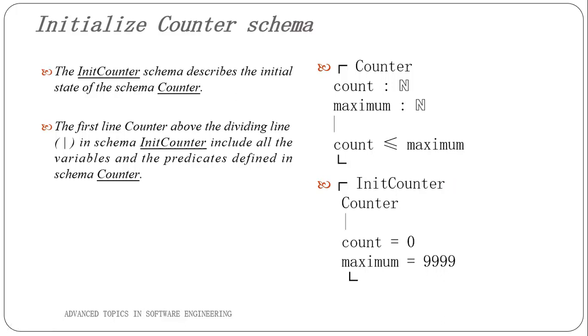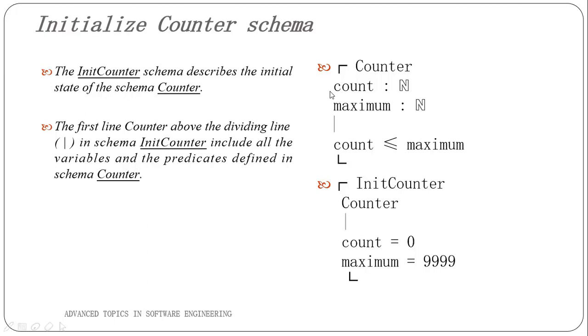So this is called the initialize counter schema, and the very first line of the schema is basically Counter. The line Counter above this dividing line in schema Init Counter includes all the variables and predicates that are defined in our schema Counter. It means I am including the schema that I declared earlier, so if I include this schema inside my Init Counter, it will include all the variables that are present in my Counter as well as the predicate.